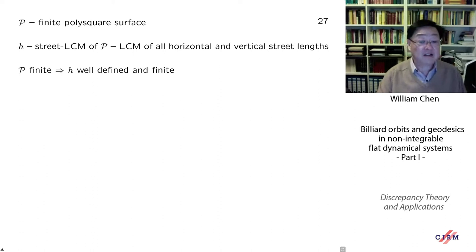Next, let us consider a finite polysquare surface. Previously, we have been looking at the L surface that only has three square faces, but a finite polysquare surface may have more square faces. So we can have horizontal streets and vertical streets. Streets are just consecutive square faces, and the length of a horizontal street is the length of square faces that are on the same horizontal level. Because all the streets have finite lengths, we can work out the lowest common multiple of all the street lengths and end up with a number h, which is well-defined and finite.